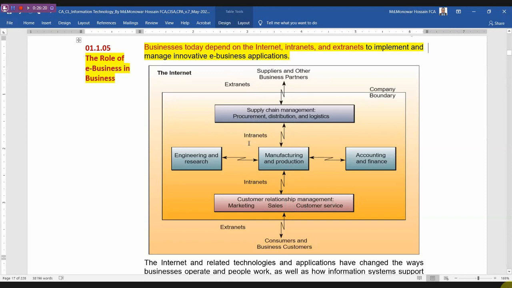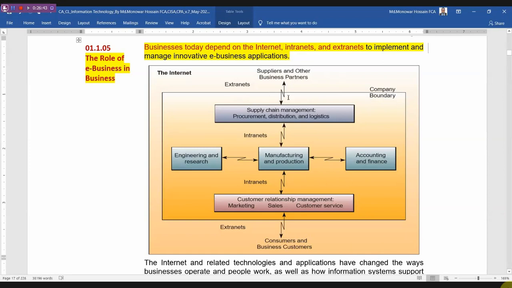This communication is through the intranet, and from the supply chain. And look here, this is the boundary. The company's boundary is here within the organization. This box is the boundary of the organization. This working is the intranet. It is the company's boundary.